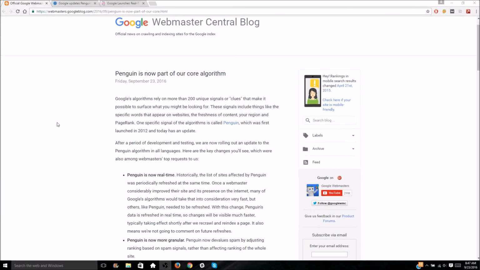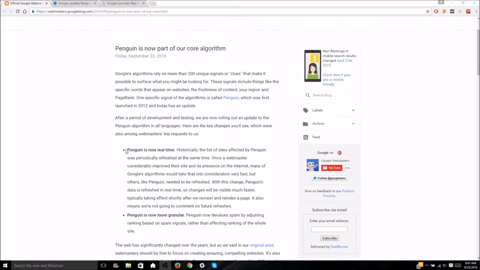So the first thing we can see here is Penguin's now real time. That's what we knew for a while now, if you've been keeping track of what they've been talking about for almost a year or so. We've known that it was going to be real time, we just didn't know when it was coming out. Obviously, that's today. They're starting to roll that out.